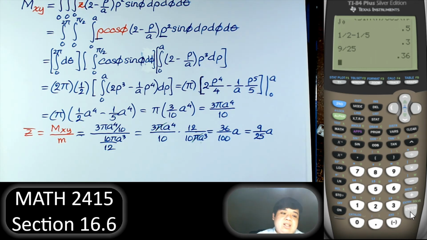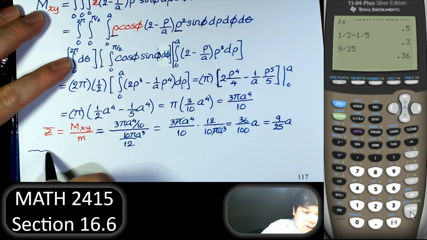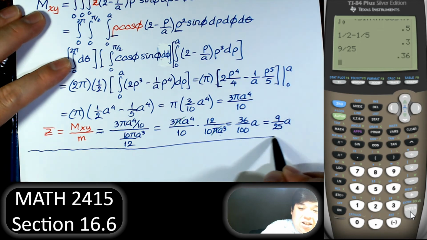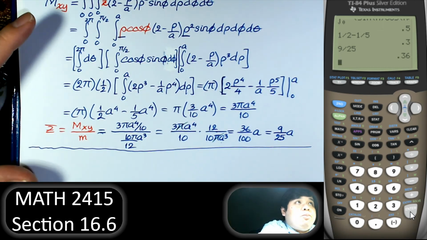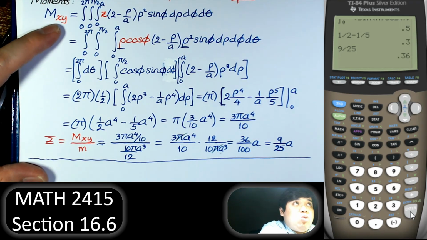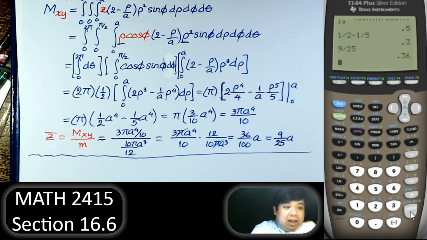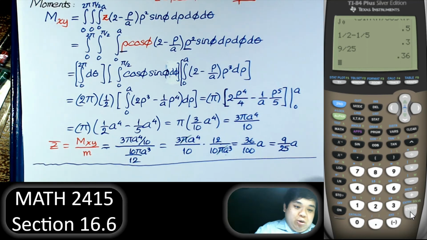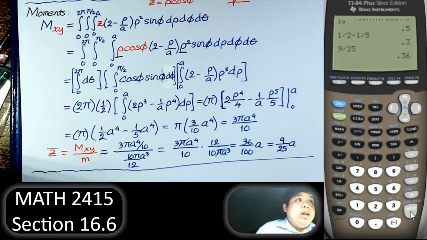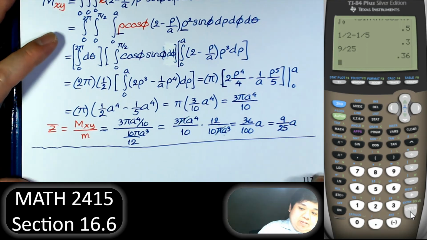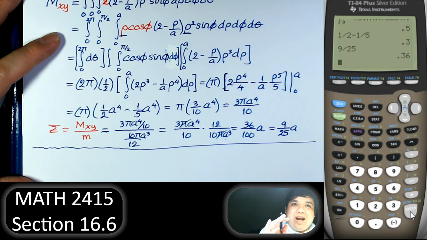Yeah, 0.36a. So z bar is equal to that. Right, so that is the moment about the xy plane divided by the mass, which gives us z bar. Like I said, we don't have a lot of space to do this problem, so we just find z bar. For x bar and y bar, actually it's not that bad.